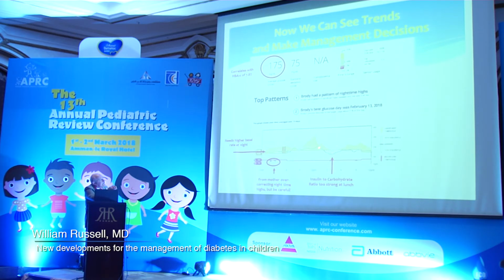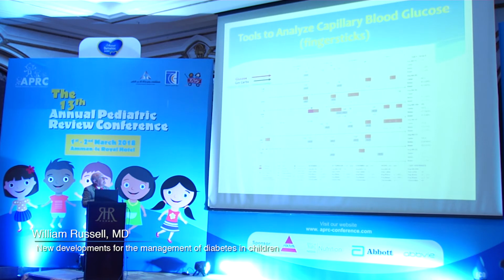We saw that he had postprandial drops after lunch. The insulin to carbohydrate ratio was too strong at lunch. We were able to reduce that. And one last slide. This is now what you can do with blood glucose from a glucose meter. This is insulin. These are glucose levels off a Dexcom pump.